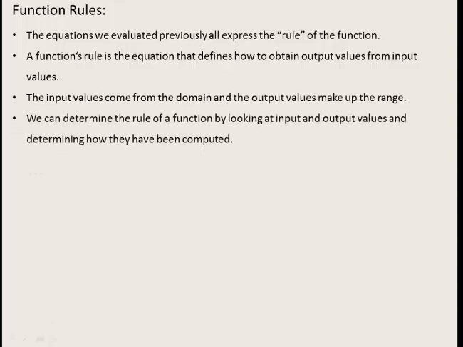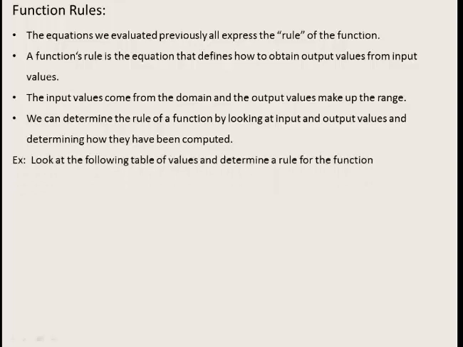We can determine the rule of a function by looking at input and output values, and we can figure out how they were computed. So let's look at the following table and we can determine the rule for the function. So I have x's and I have y's. 0 gives me a negative 3. 1 gives me a negative 1. 2 gives me a positive 1. 3 gives me a 3. And 4 gives me a 5.